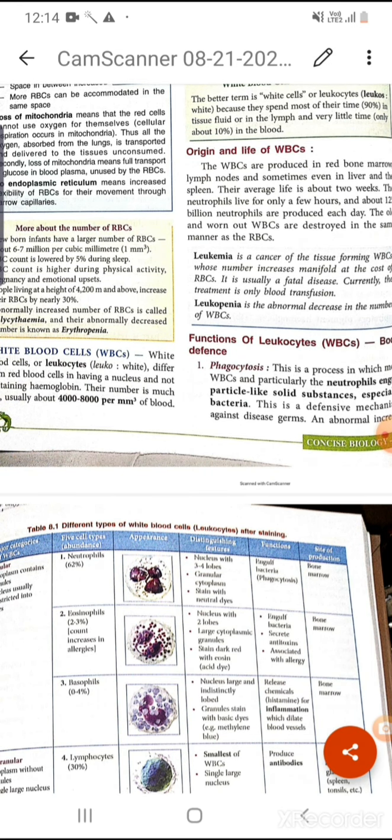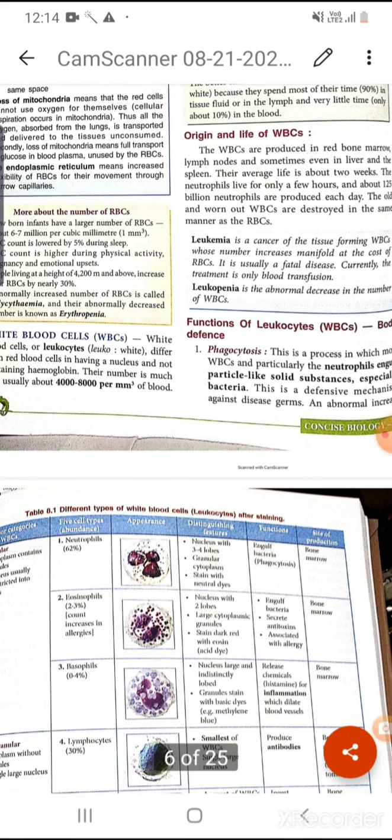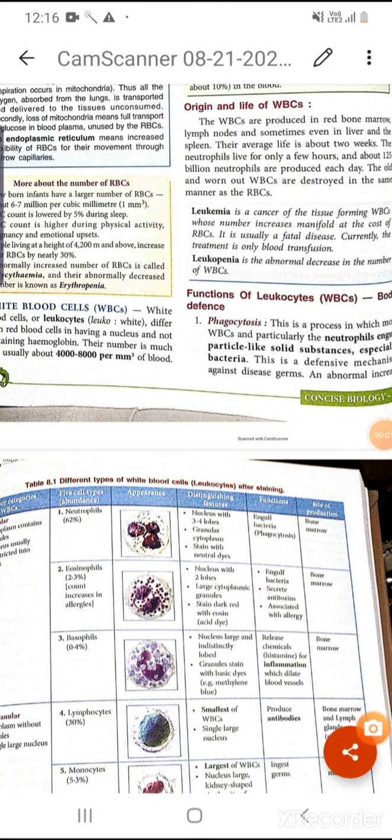Now leukemia, you know, is blood cancer. It is a cancer of tissues forming WBCs, whose number increases uncontrollably at the cost of RBCs. It is usually a fatal disease. Currently the treatment sometimes can be done by blood transfusion. That means leukemia is blood cancer, and leukopenia means an abnormal decrease in the WBC level.